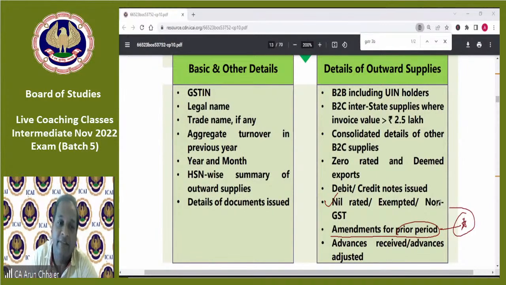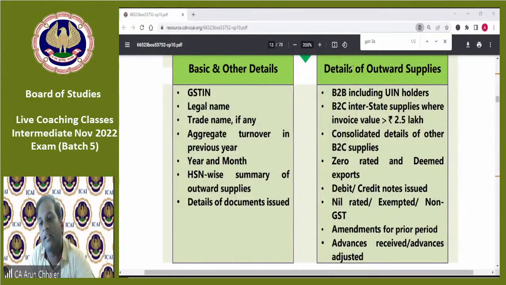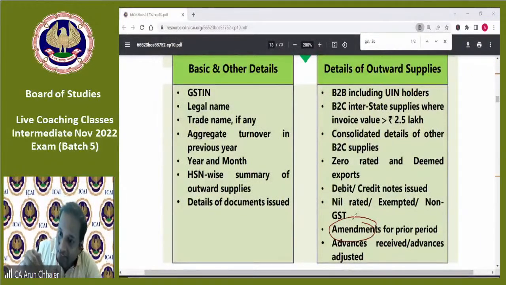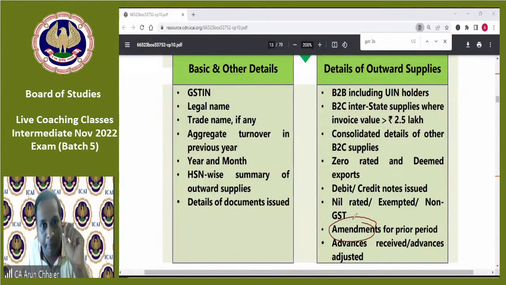So suppose I have entered a B2B supply wrongly. I need to enter your GST number, but I have entered the GST number of another person. What to do? You can do the amendment in the subsequent period using the amendment table. Put the invoice number, the entire table would open. You can do the correction, whatever you want.